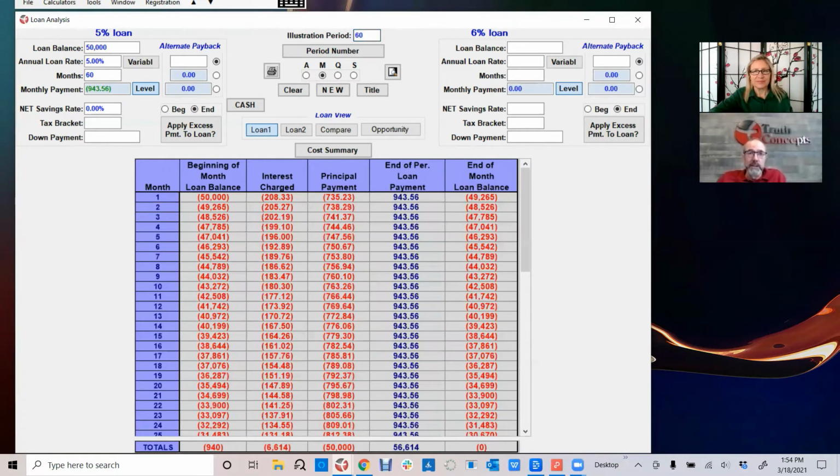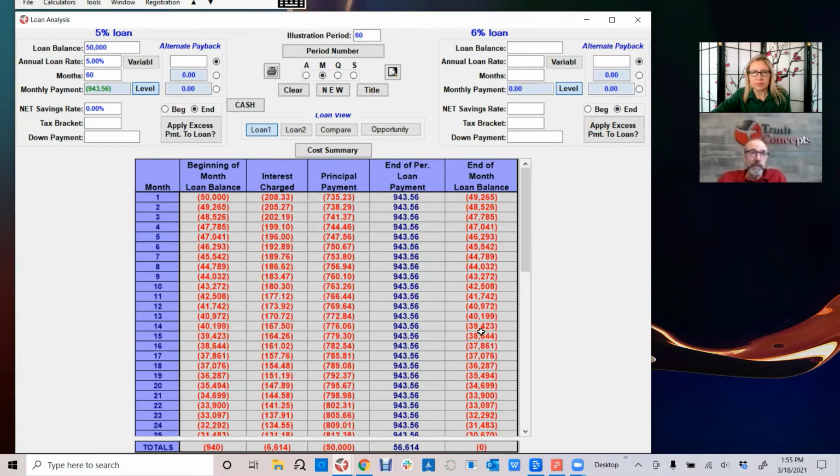And now we're going to see every single year, the beginning of month loan balance decreasing over this time frame, the interest charged also decreasing as we pay principal down. The interest is going to be less since it's always based on whatever principal is left over. And we're going to see our principal payment, which is actually increasing over time. And we see the end of period loan payment total and the end of month balance as it decreases over time.